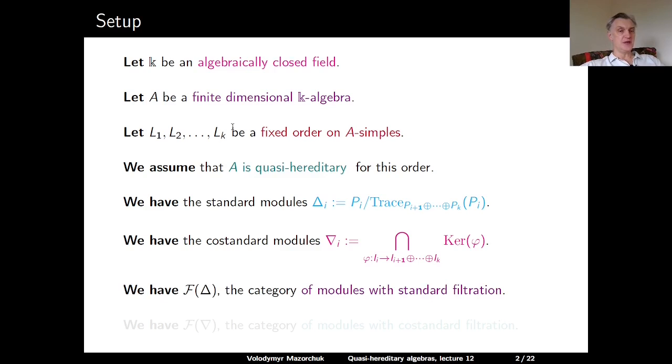Then we have the category F delta of all modules with standard filtration. This means all modules which admit a filtration with standard subquotients. And we have the category F nabla, and this is the category of all modules with a costandard filtration, that is, a filtration whose subquotients are costandard modules.